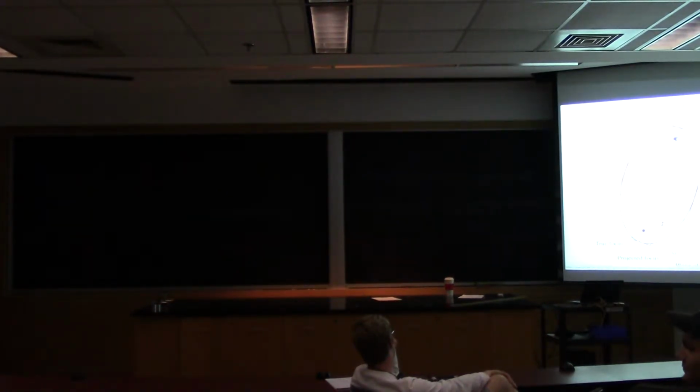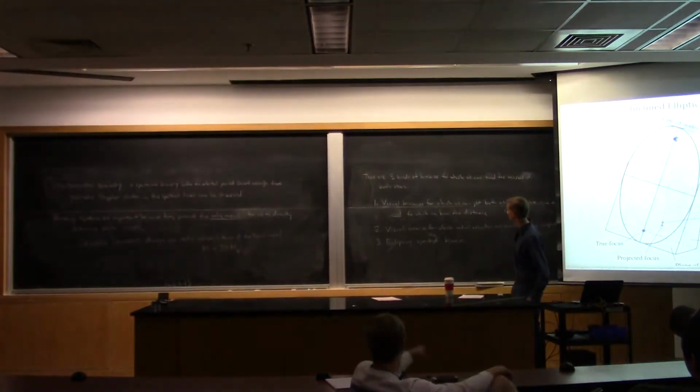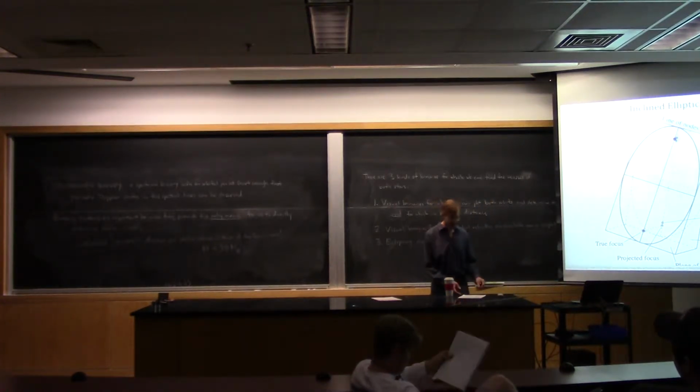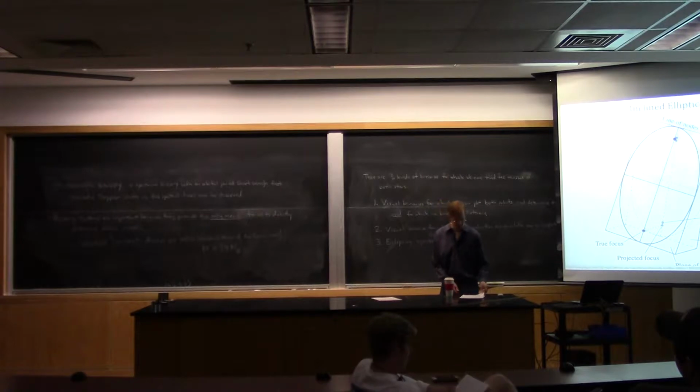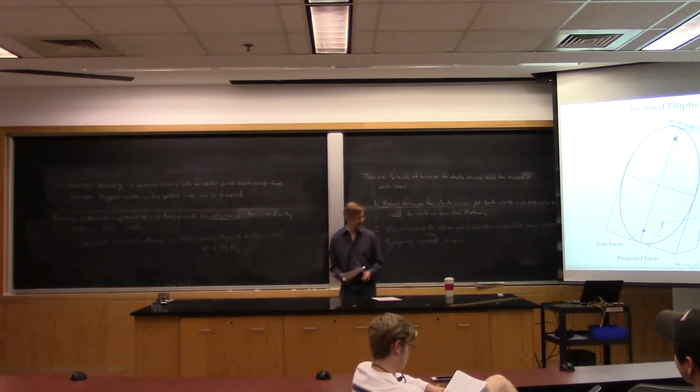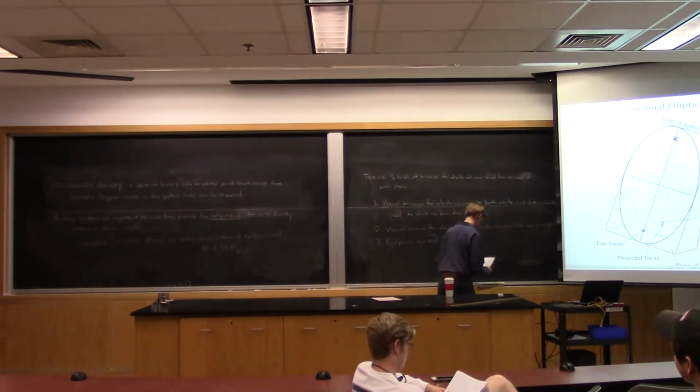All right, so we'll start talking about the first example there, visual binaries for which we can plot both orbits and determine the period, and for which we know the distance. So let's illuminate you guys better, and come over here.